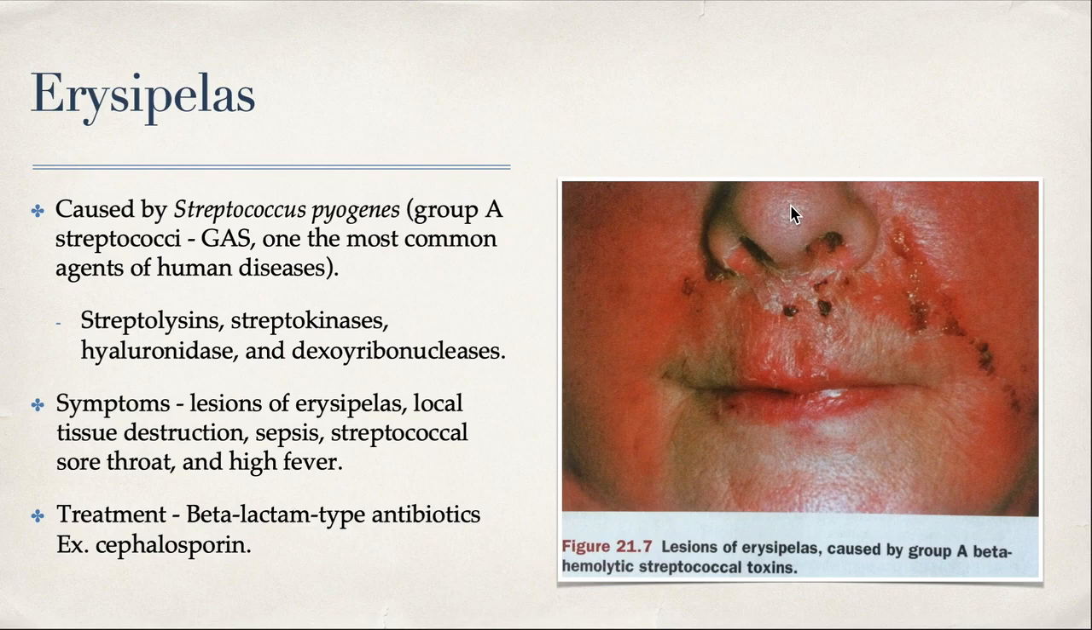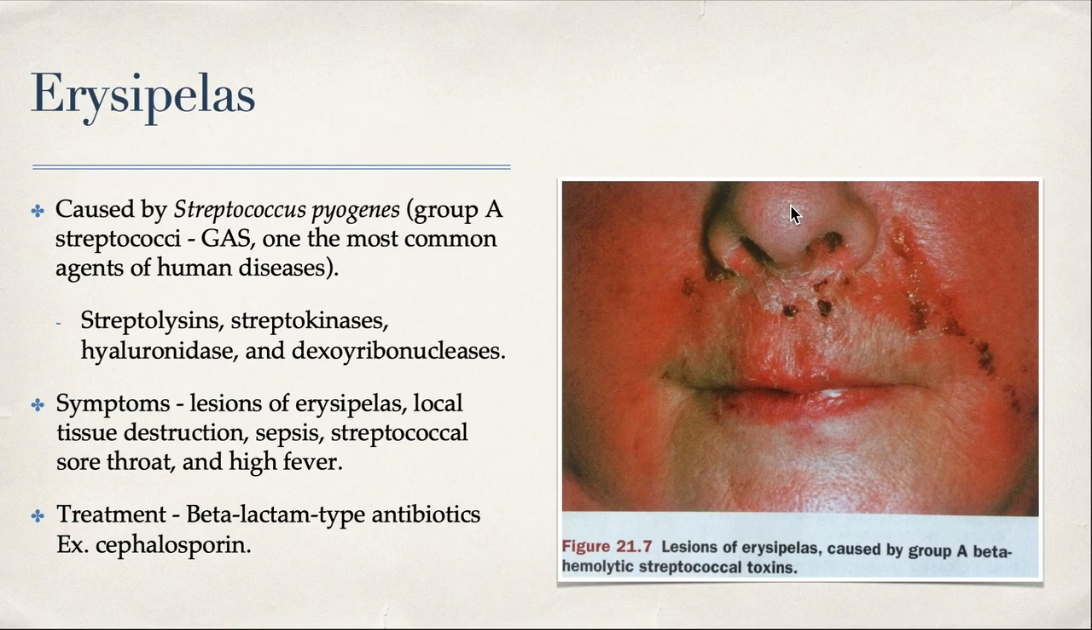Then there is erysipelas, which is also caused by Strep pyogenes or group A streptococci, generally called GAS, and they are some of the most important disease agents in humans. They produce streptolysins, streptokinases, hyaluronidase, and deoxyribonucleases. So these are all enzymes, and their names suggest or indicate what they do. And so deoxyribonucleases will break down nucleic acid, DNA.